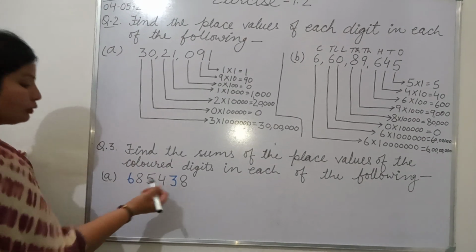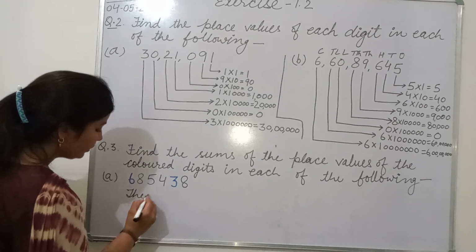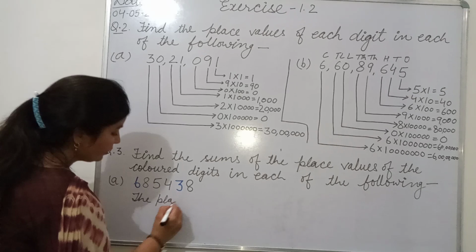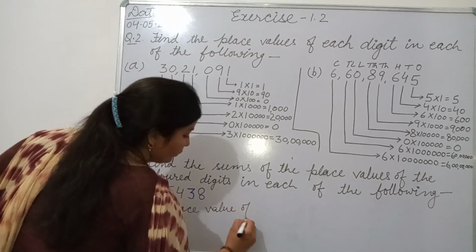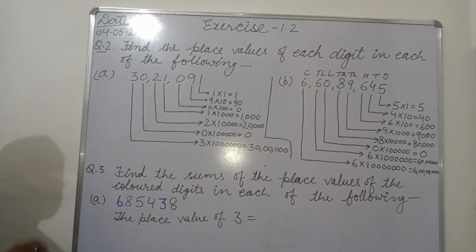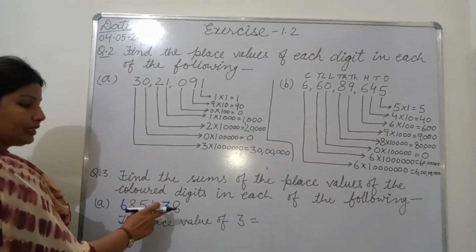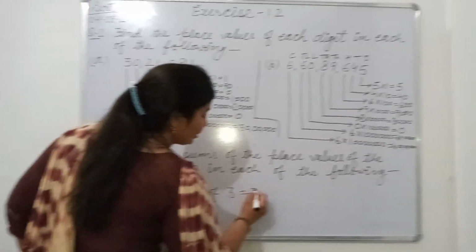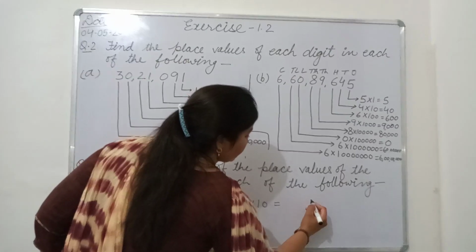So firstly, the place value of 3 equals what? What is the place value of 3? 3 is at which place? At the tens place. So 3 multiplied by 10. So it becomes 30.